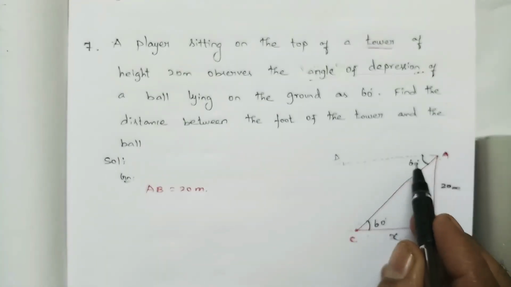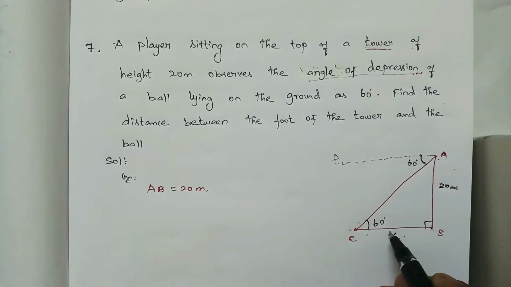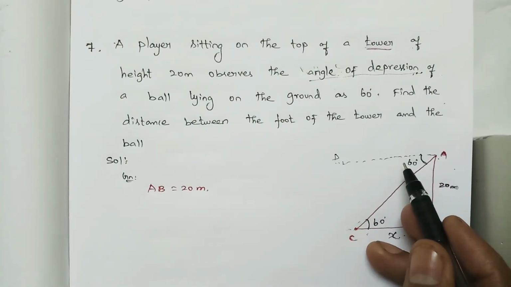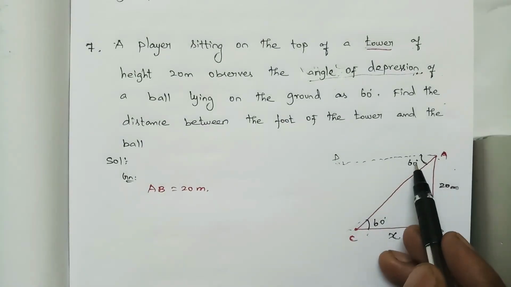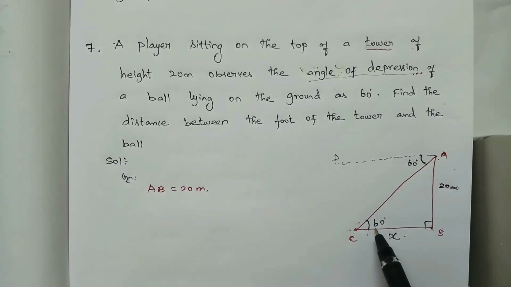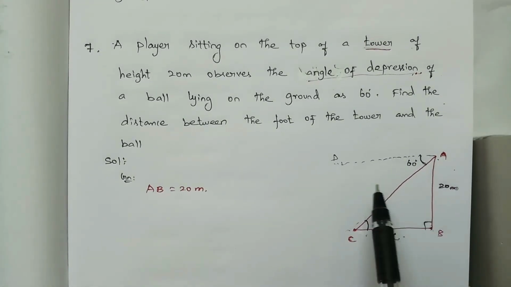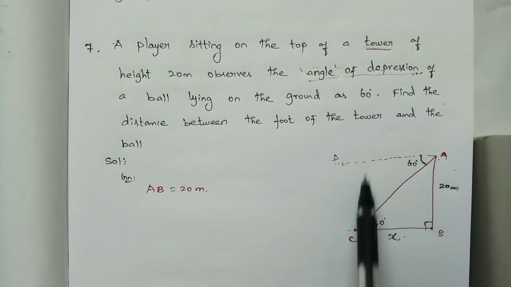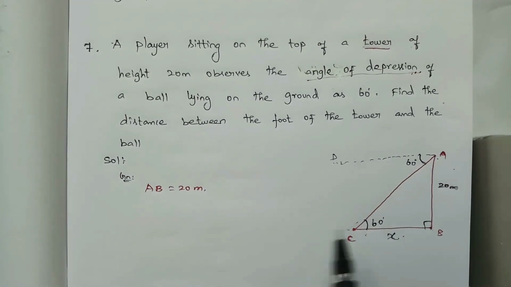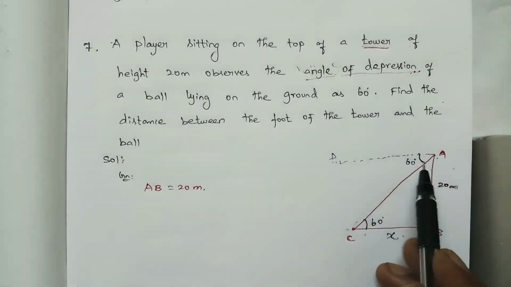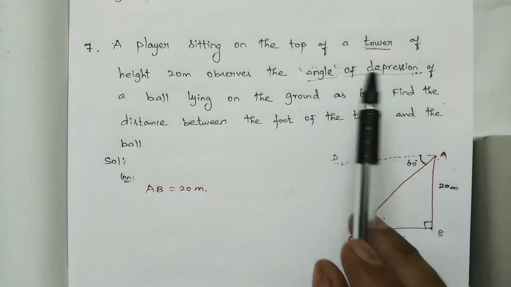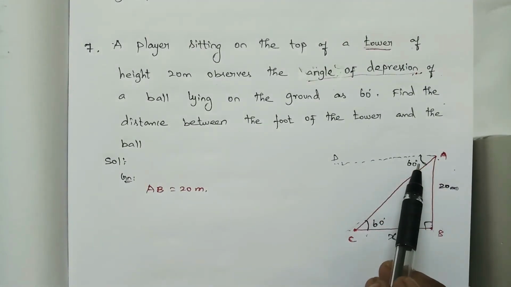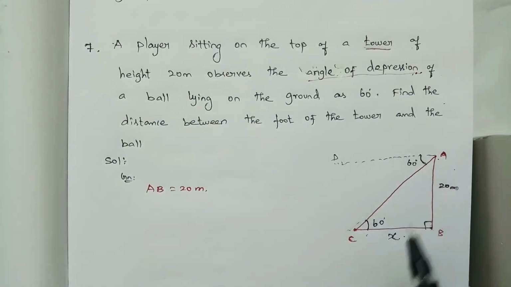I'm just bringing this angle of depression into the right angle triangle. This angle is 60 degree, then this angle is also 60 degree. But they have mentioned the angle of depression, so while we are drawing this diagram, we have to show the angle of depression correctly. Then only we have to bring it to the right angle triangle.